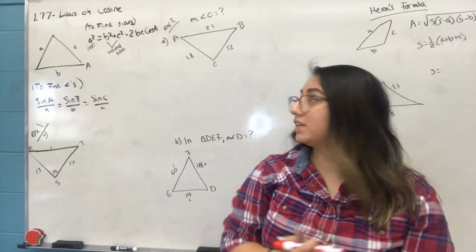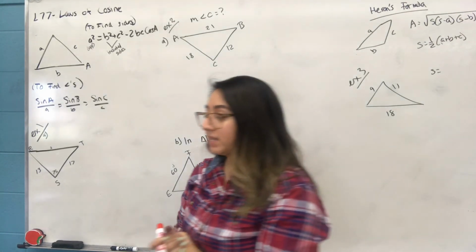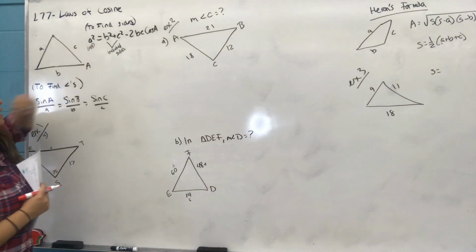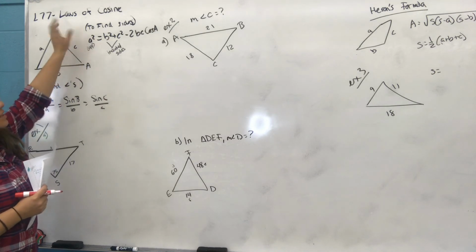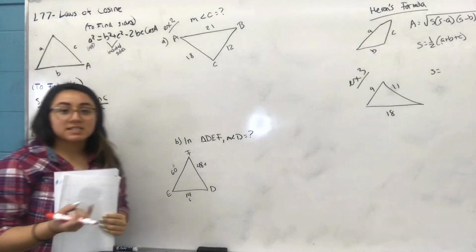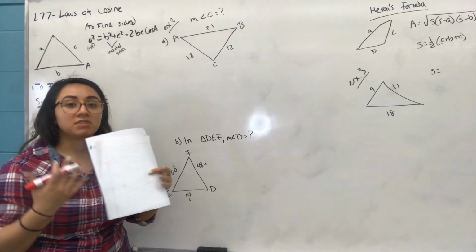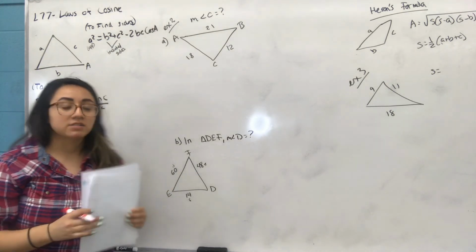All right, we're going to go ahead and talk about the law of cosines. To find the law of cosines, we have this equation here that you have in the book. Again, we use the laws of sine and cosine to find missing sides and angles if they're not right triangles. So this applies to other types of triangles, not right triangles.